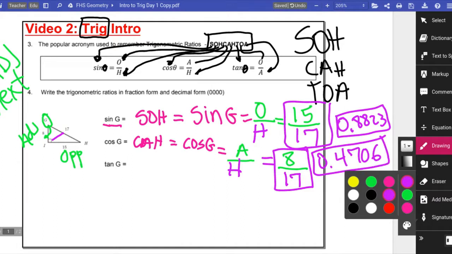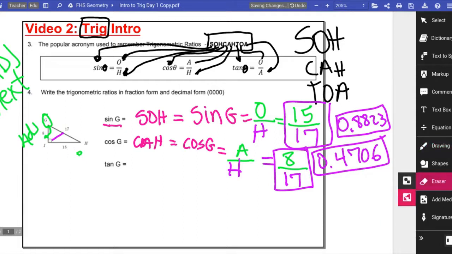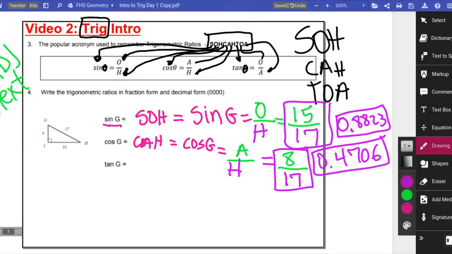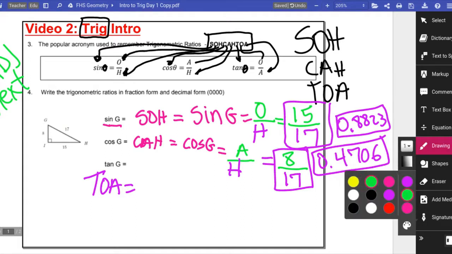Last one. Tangent. So let me go ahead and erase what I put over here. Tangent is the one that's referred to as TOA. All right, TOA goes as the following. So we will say the O, which stands for the opposite, right? Over, this time, the adjacent. Adjacent stands for the next one. All right, so of G.